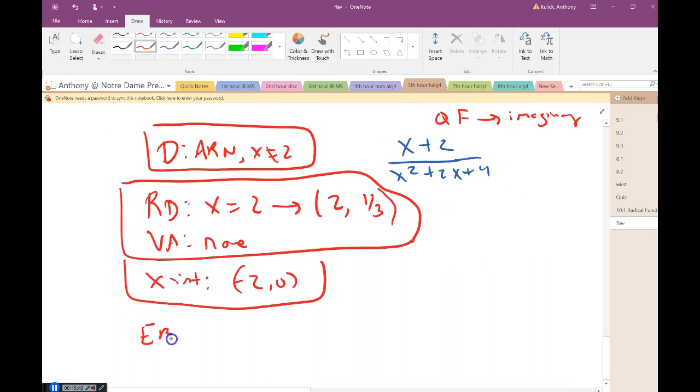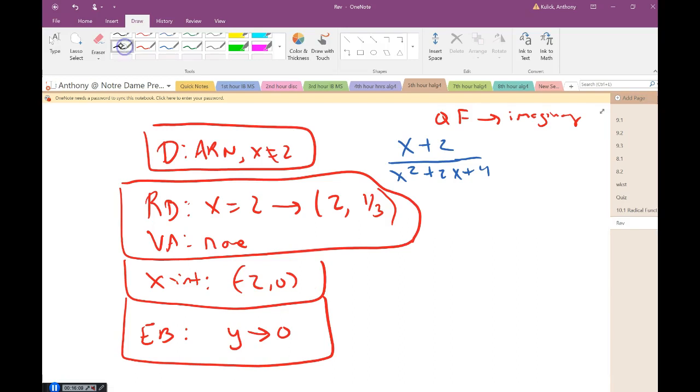And the end behavior, I look at the reduced version. Degree of the numerator is 1, degree of the denominator is 2. Since the degree of the numerator is less than the degree of the denominator, I have either y equals 0 or y approaches 0. Since I do have an x-intercept, I know the line y equals 0 is crossed, so it should be y approaches 0. And that was the 4 key features for that one.